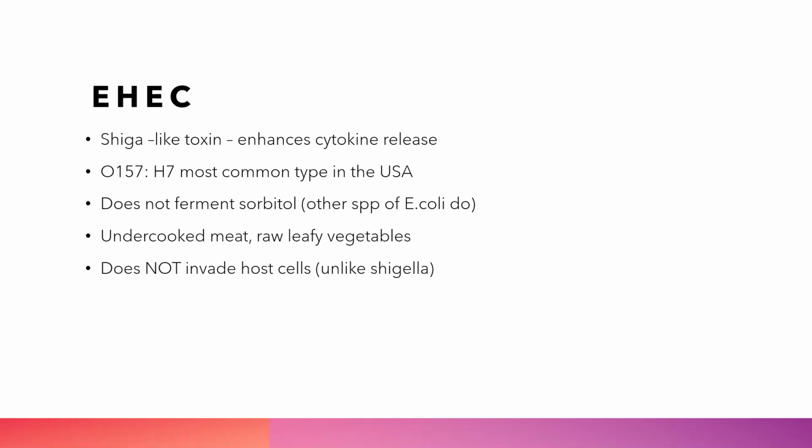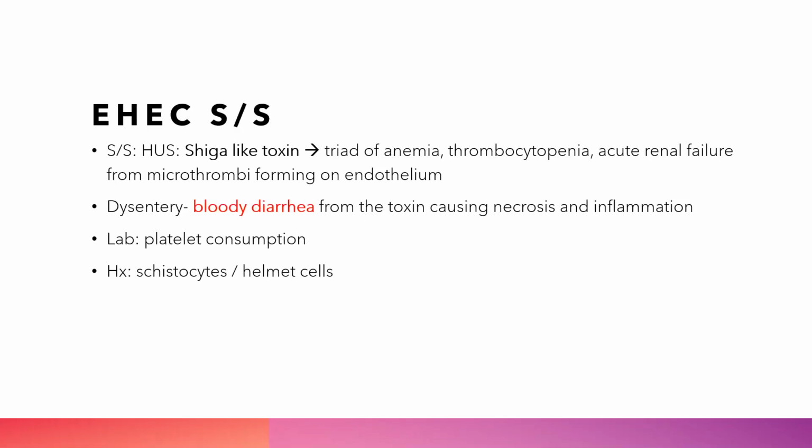It is found in undercooked meat and raw leafy vegetables, so hamburgers. Hemorrhagic, think of the H's together: hemorrhage, bloody diarrhea, undercooked meat, usually hamburgers. And it does not invade the host cell, unlike Shigella. So this one does not invade or enter the actual cell, unlike Shigella, which, remember, invades your M cells.